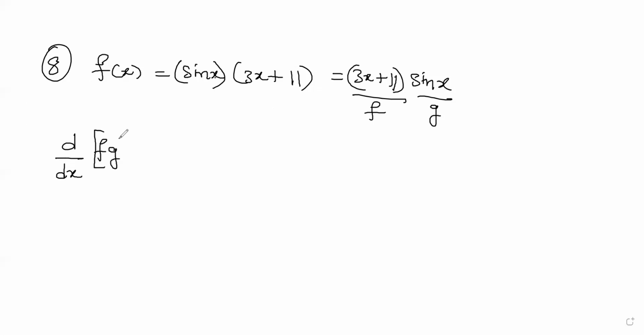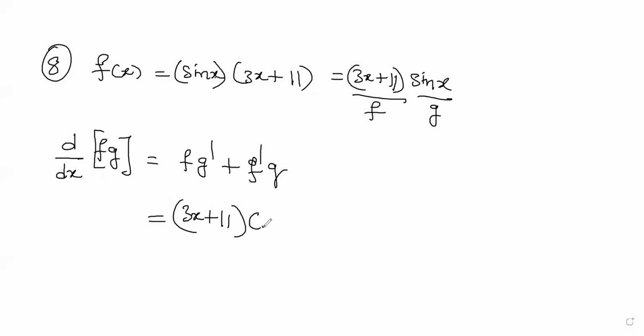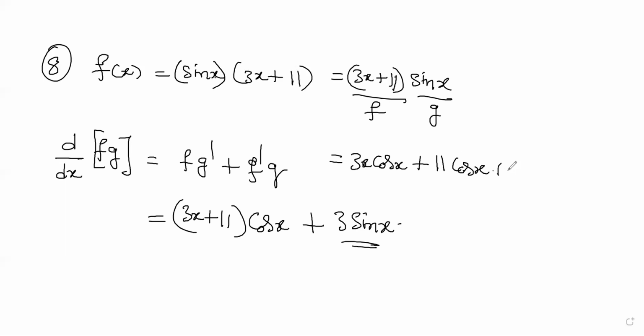Am I going fast or is it okay? No, I'm okay to get it. It is f g dash plus f dash g. This is what you will do. And now, what is f? f is 3x plus 11. g dash is the derivative of sin x, that is cos x. Plus f dash. The derivative of 3x plus 11 is 3. And again, the derivative of sin x is as it is. That's it. So we will end up with 3x cos x plus 11 cos x plus 3 sin x. So multiply everything and then put it up there.